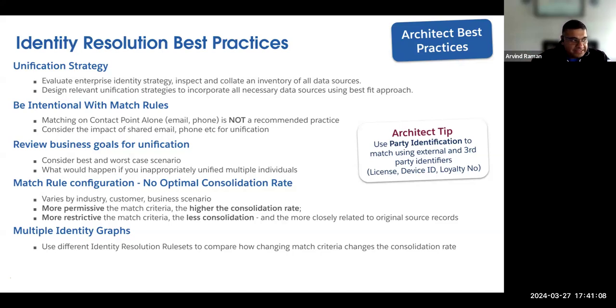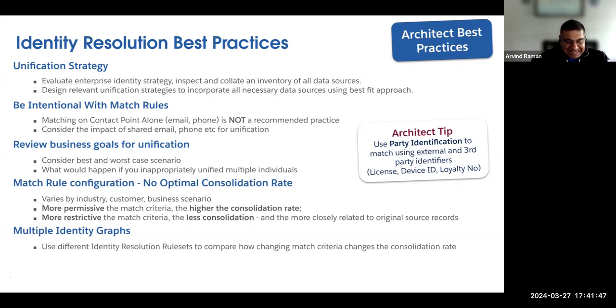And when we get asked this, there is really no optimal match rate or consolidation rate. A lot of it depends. It's different by industry, by your data, by your scenario. We just know that the more permissive the match criteria, the higher the consolidation rate, and the reverse as well. The more restrictive you are, the more rules you specify, the less consolidation. So there is no magic ideal consolidation rate. It really comes down to your data.